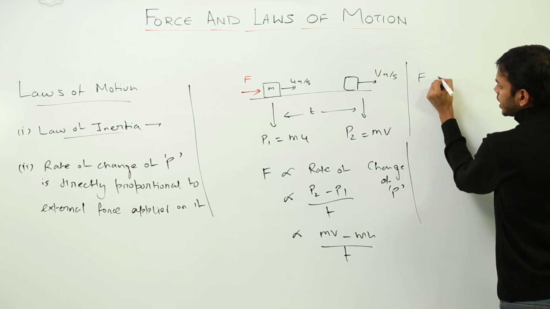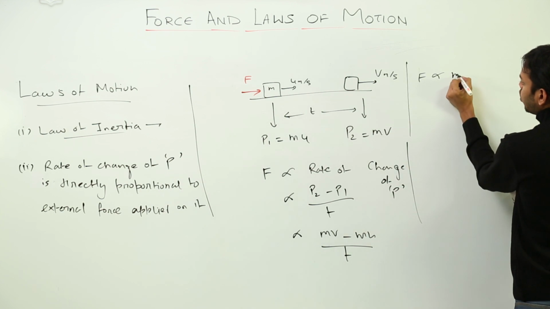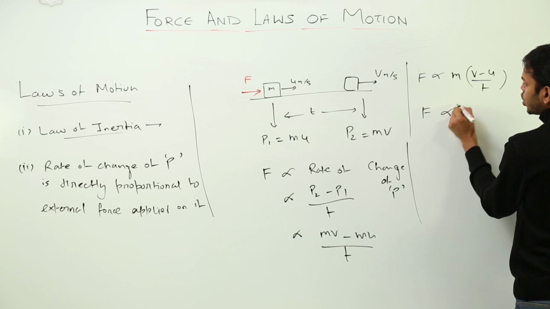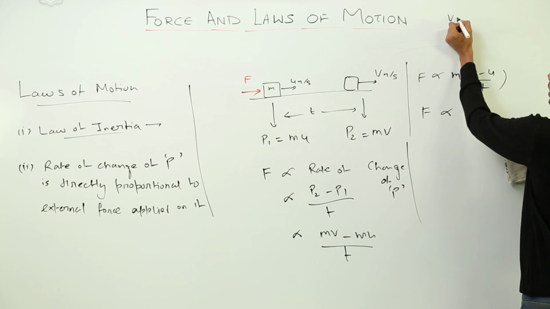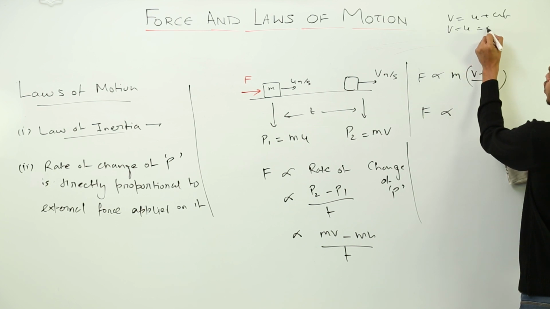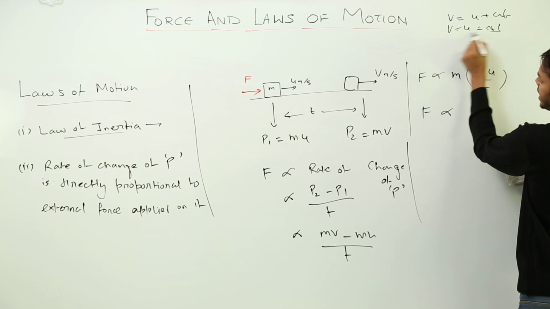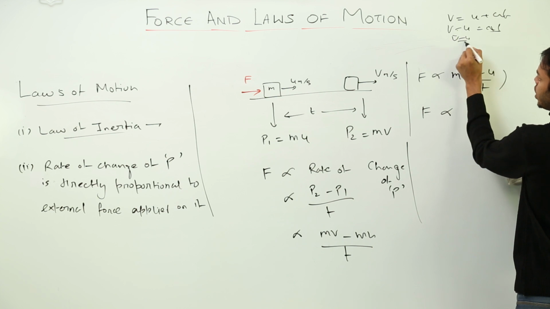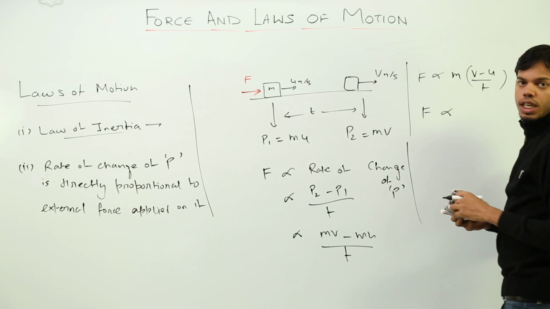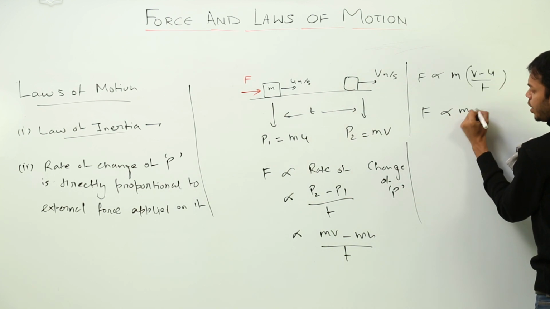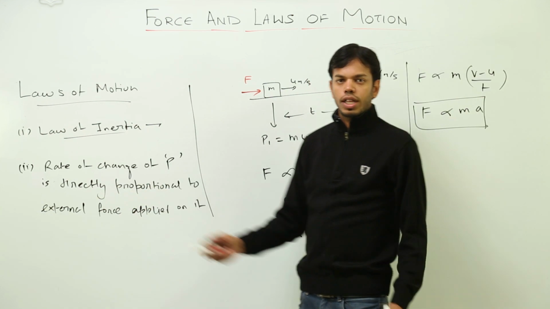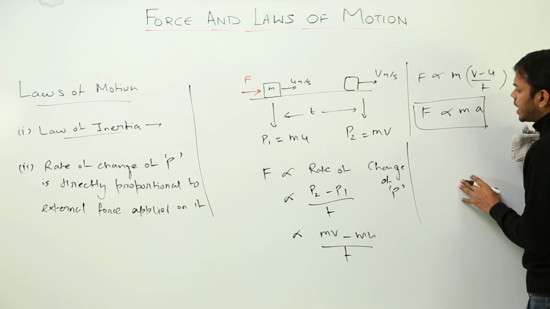So this gives me that force is proportional to, taking m common, m into (v minus u) upon t. Now v is equal to u plus at, so v minus u is equal to at. Take t there and you get (v minus u) upon t is equal to a, the acceleration. This was the definition of acceleration, rate of change of velocity. So it is m into a. This is the mathematical expression of Newton's second law: force is proportional to mass into acceleration.